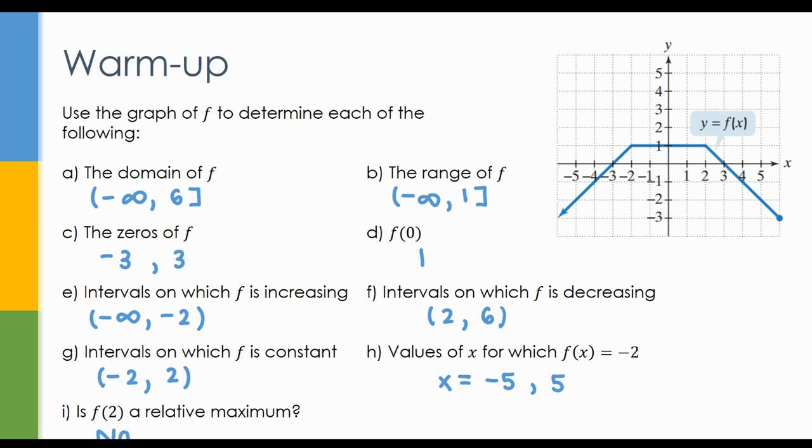And then it asks, is f of 2 a relative maximum? And my answer is no, because if you're looking, it's a part of a constant slope, which tells me that it's not going to be the highest at that point surrounded by all the other points, because some of the points on the left are the same height.